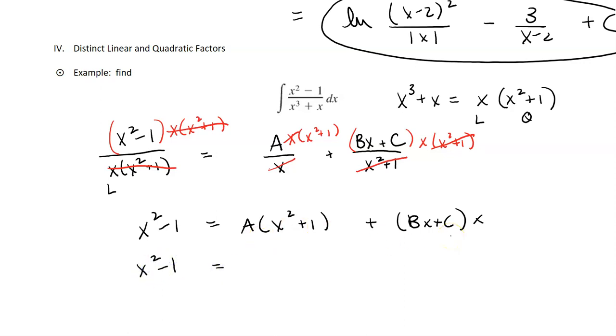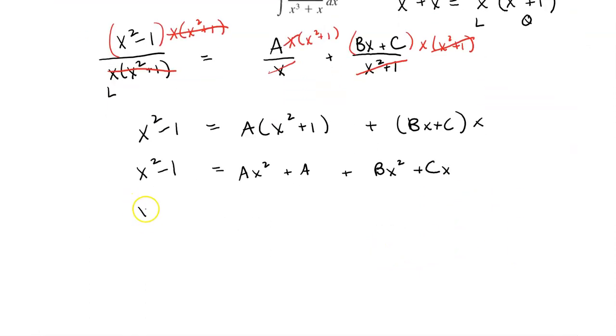Basically what you want to do is leave the left-hand side the same for now. We're going to distribute and FOIL and whatever we need to do to the right-hand side to get everything multiplied out. So I'll have Ax squared plus A, and I'll have Bx squared plus Cx. On the right-hand side, I'm going to collect my like terms. So I notice that I have two x squared terms. So I'm going to group them together, and I'm going to factor out the x squared, which will leave me with A plus B times x squared. I have one x term, and I have one constant term.